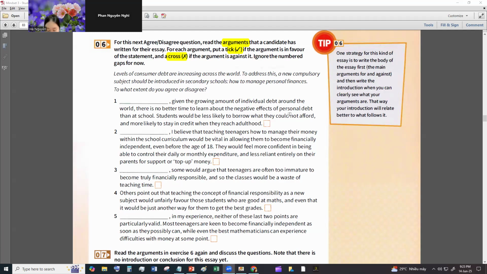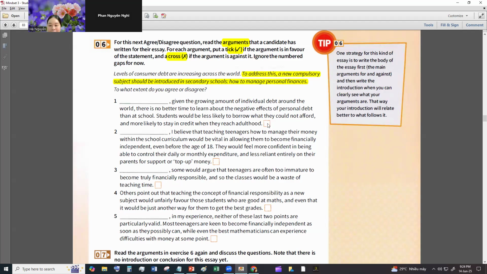Dạ con xong rồi. Very good, Nghi. So let's have a look at idea in number 1. So, how to manage personal finances. The subject should be introduced in secondary school. So number 1, is it a tick or a cross? It's a tick. Good job, well done.